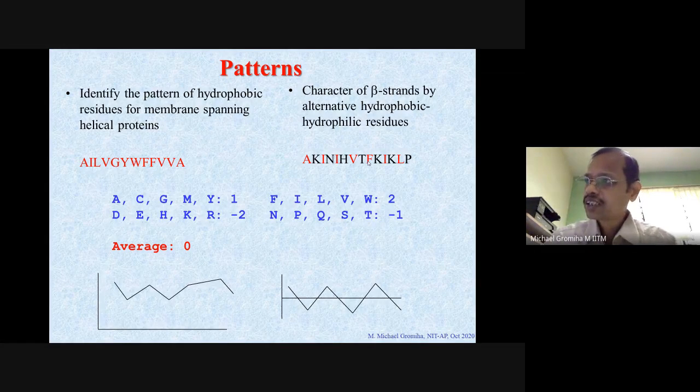How to draw? On this axis, you put A, I, L, B, Y, and A is 1, I is 2. So make these numbers and make the plot. Likewise, for the second sequence, you make a plot like that.